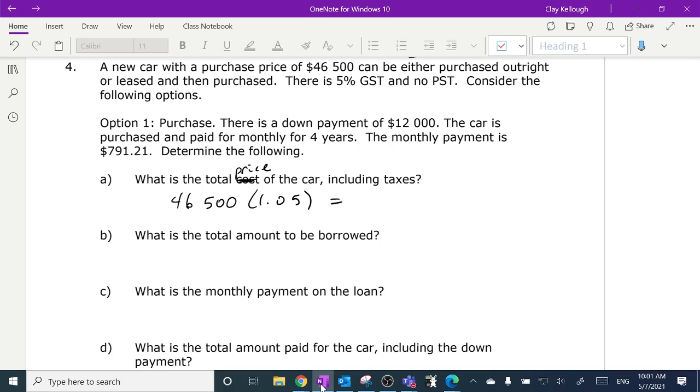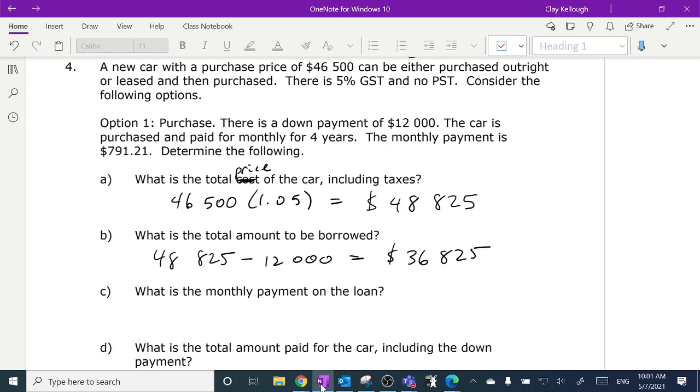100% plus 5%, that gets me the price plus GST. And that gives me, oh, hang on a sec. 46,500 times 1.05 is, there we go, $48,825, right? You get that far. Now, what's the total amount that you have to borrow? Well, I'm putting down a down payment of $12,000, so $48,825 minus $12,000 is $36,825.